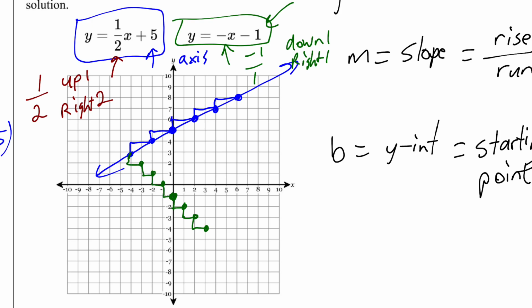And eventually, you'll figure out this point over here where the two lines cross, which is at -4, 3. So once you got the lines graphed, it's not too bad. And we did quite a bit of linear in the first semester. So this is a nice review of how to plot a line given slope-intercept form.